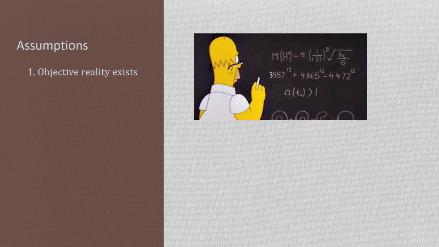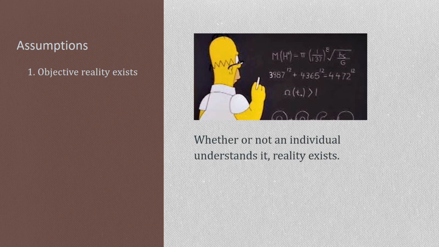The first assumption is that one objective reality exists. Whether or not an individual can understand it, reality exists. It doesn't depend on individual beliefs. This is the first assumption of scientists.